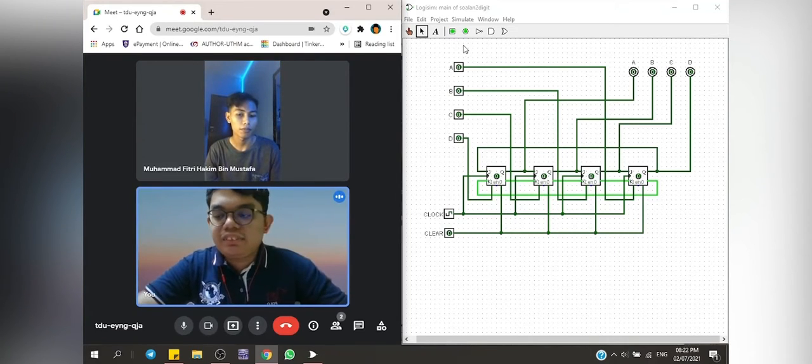And we will present our solution for question B. First, we must make the circuit by using logic. This is our circuit. Next, we will set the input.